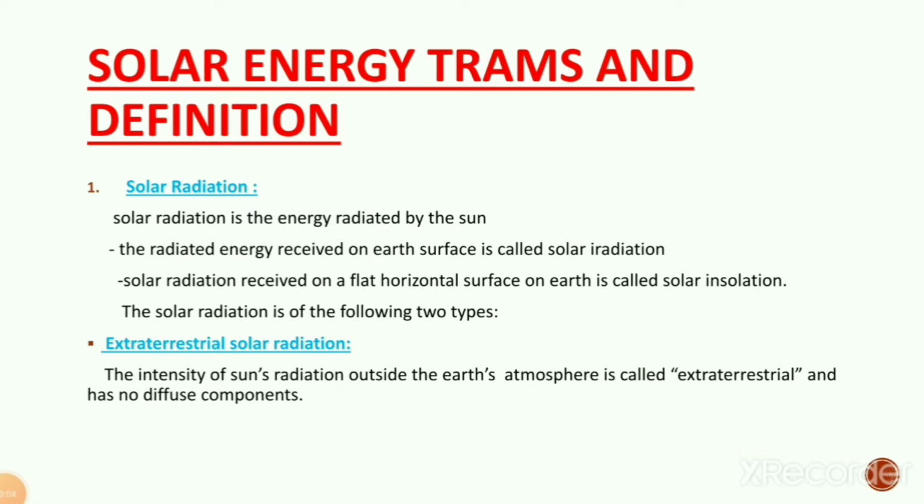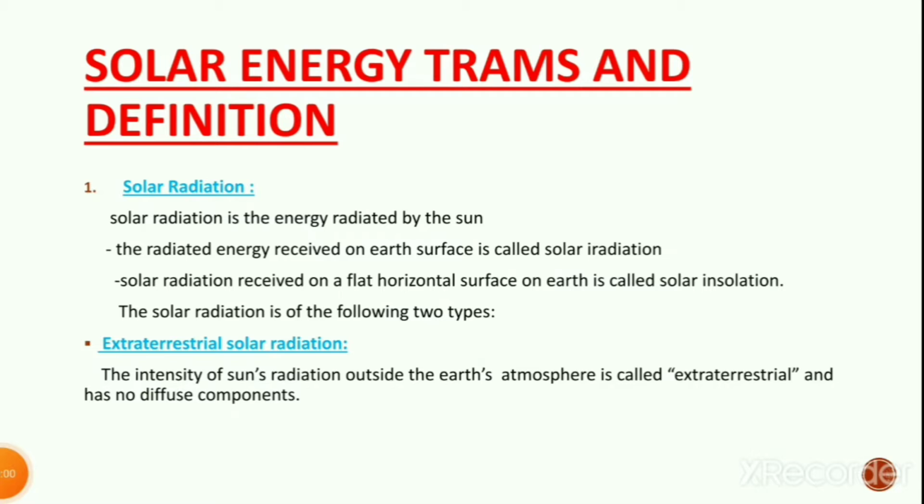Solar radiation is the energy radiated by the sun. The radiated energy received on Earth's surface is called solar irradiation. Solar radiation received on a flat horizontal surface on Earth is called solar insolation. The solar radiation is of the following two types.